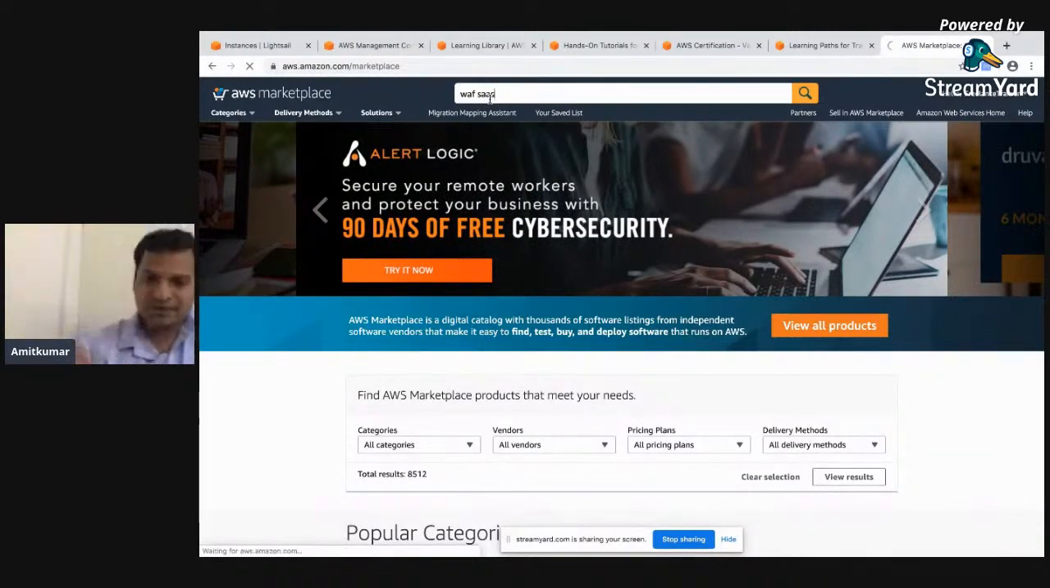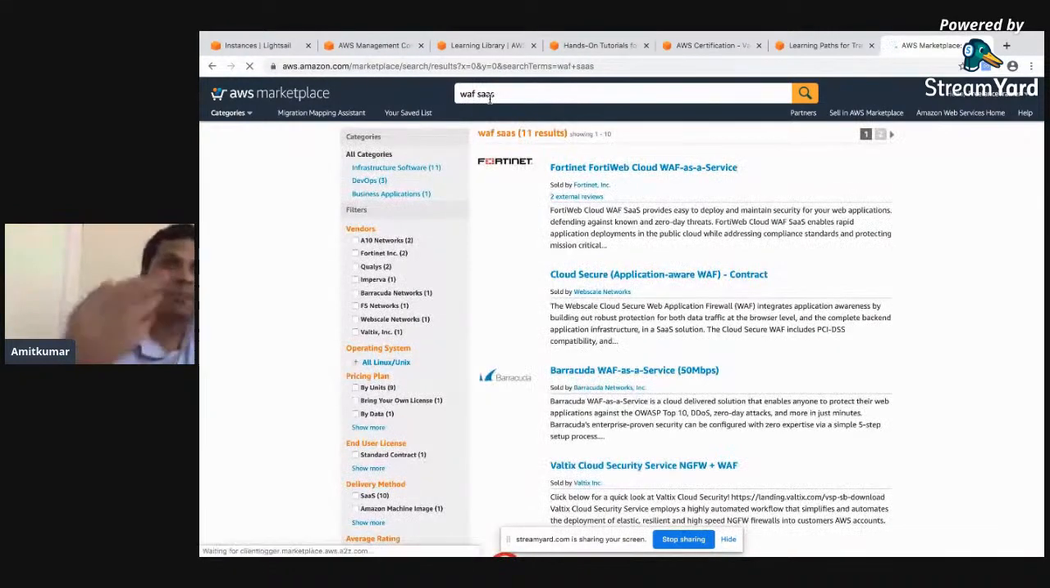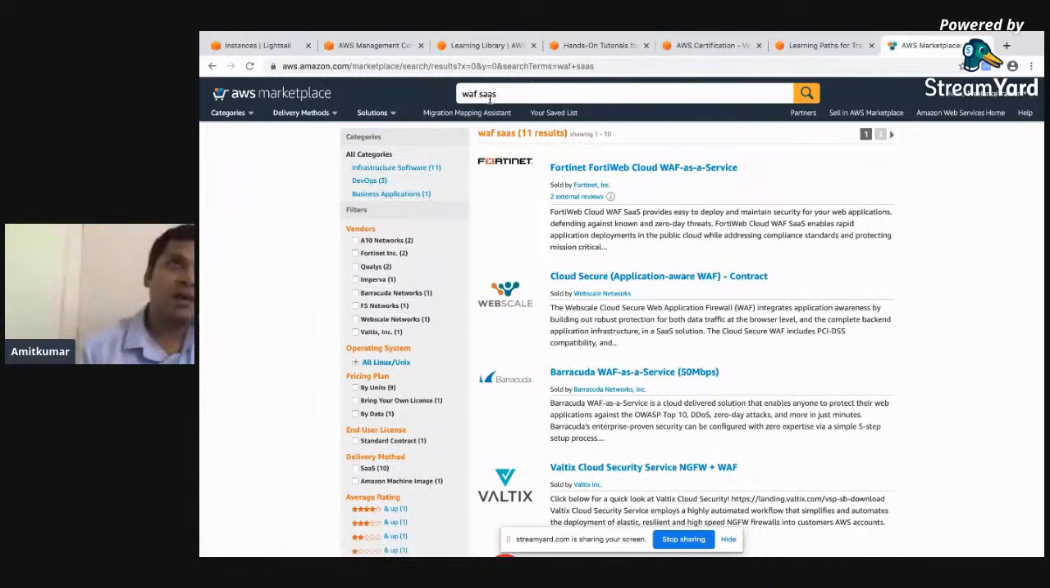A web application firewall is a security service which is used to protect your application. We have these OSI layers, layer 1 to layer 7. I want to protect my application from malware and bots and things of that sort.